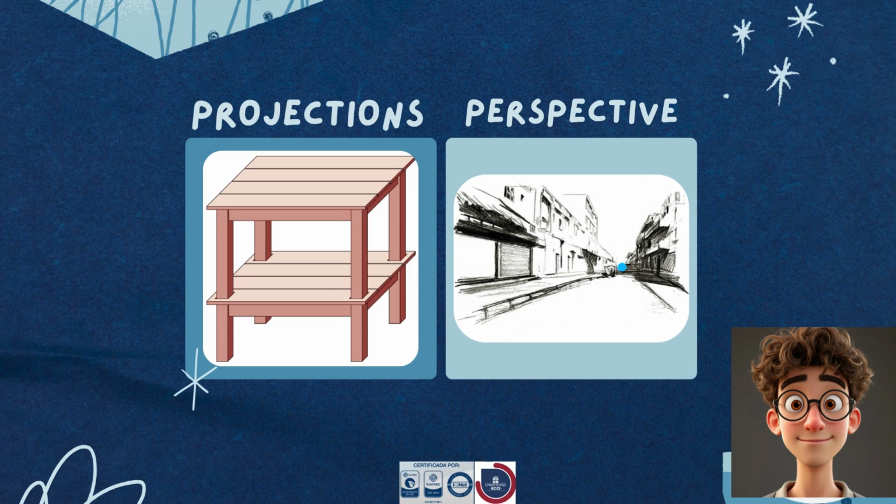And the second topic of this part is perspective. Perspective is the principle that allows us to represent the depth and position of objects in three-dimensional space within a two-dimensional surface. It is based on visual perception and geometric rules that help create a sense of distance and viewing.